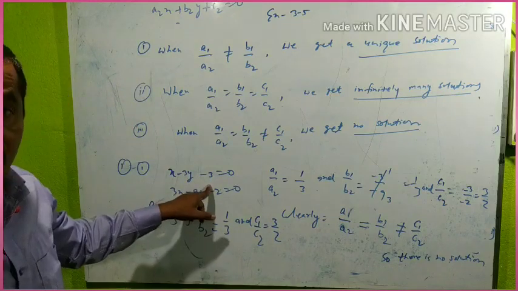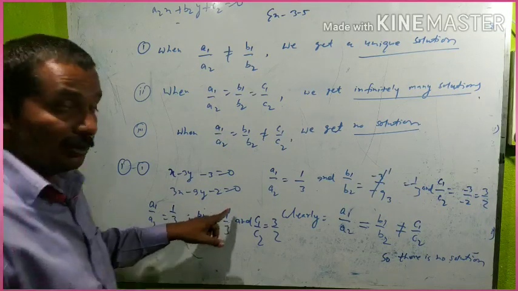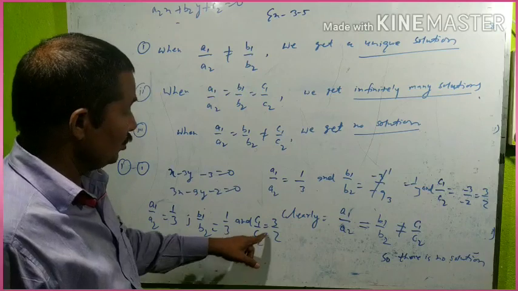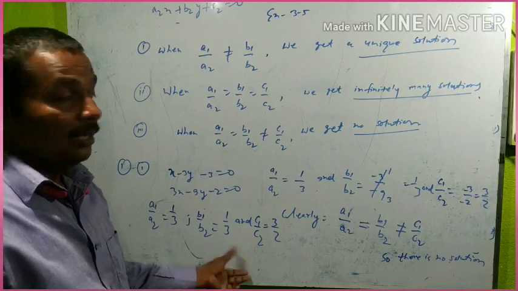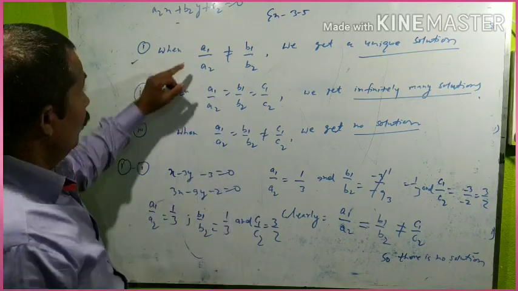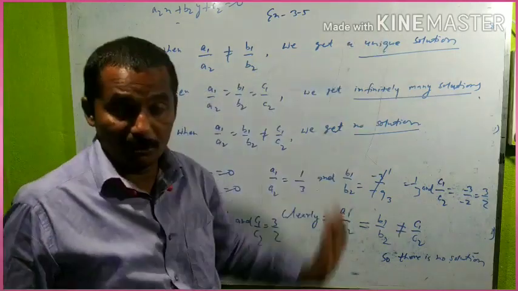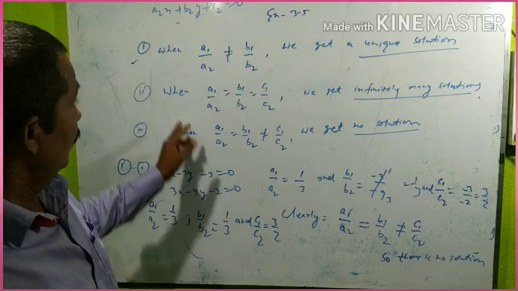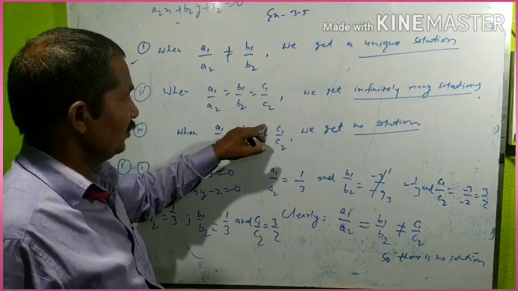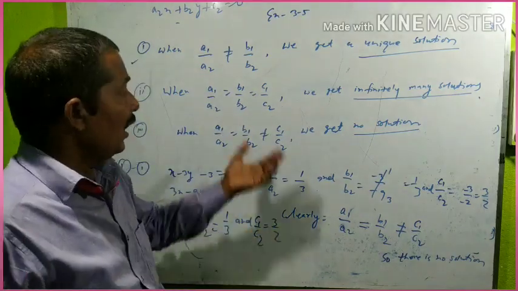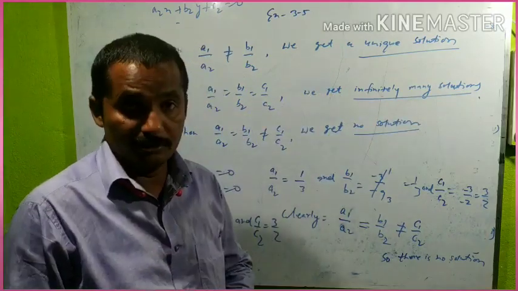In this pair of linear equations, a1 by a2 is equal to 1 by 3, b1 by b2 is equal to 1 by 3, and c1 by c2 is equal to 3 by 2. From these two equations I have written the ratios. Now you compare the first case. When a1 by a2 is not equal to b1 by b2, then we get a unique solution. When a1 by a2 is equal to b1 by b2 is equal to c1 by c2, means when all three ratios are equal to one another, then we get infinitely many solutions.